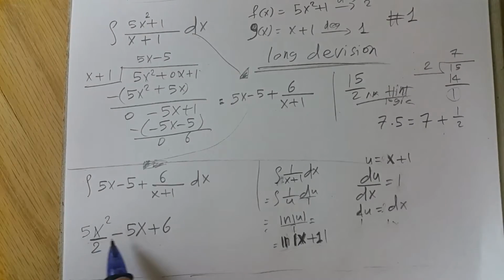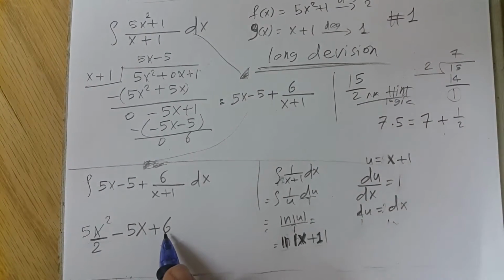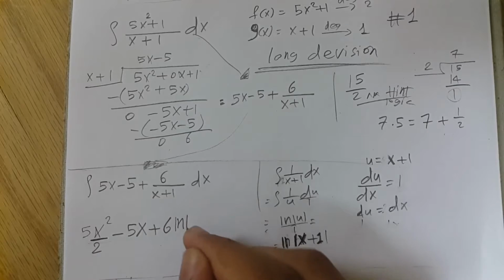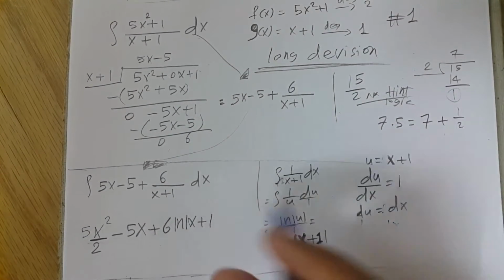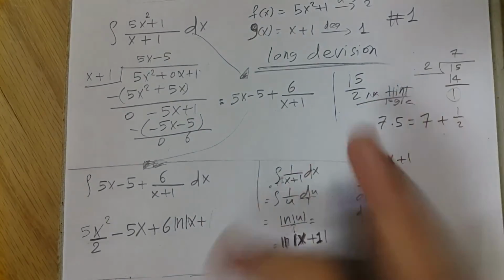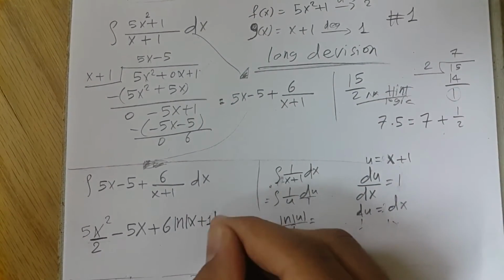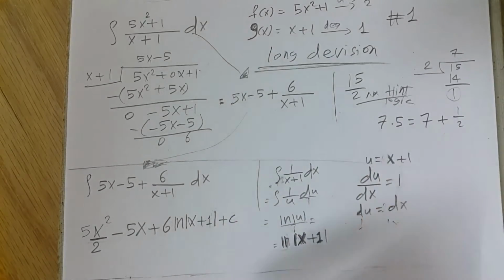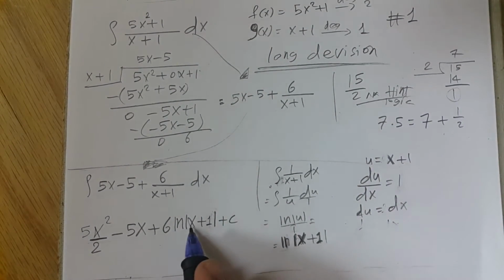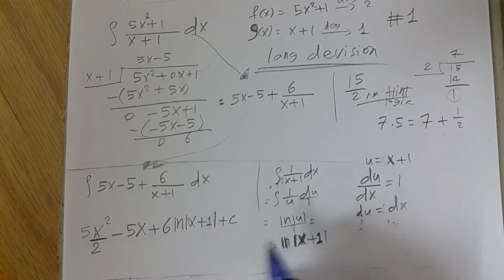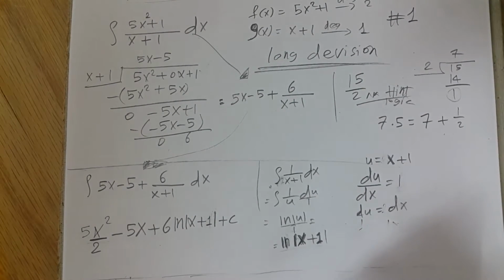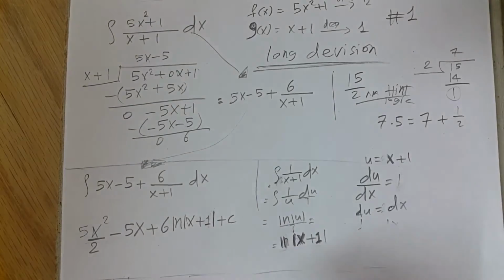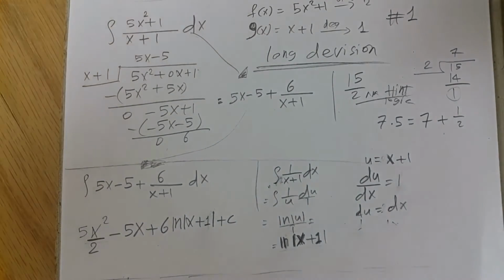Anyways, so this will be 5x squared divided by 2 minus 5x plus 6 ln absolute value of x plus 1, plus c. Don't forget your c. To prove that this is right, the ln, just derive it. It will be 1 over x plus 1, right? Which is right. And the coefficient of x is 1, so you don't need to divide by 1 here, but that's the solution.